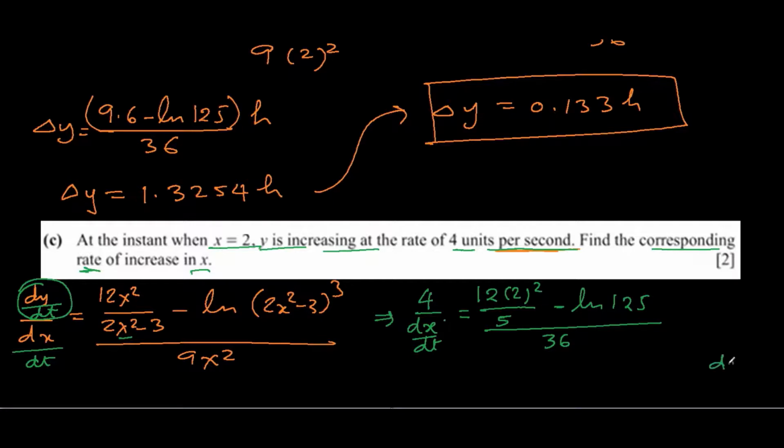So what happens? I bring dx over dt to the right side. Let me write here. And this whole thing becomes the denominator of 4. So we know we got this one as 0.133, right? 4 over 0.133, and if we use our calculators, since I have ignored other digits, dx over dt will be almost 30 units per second.